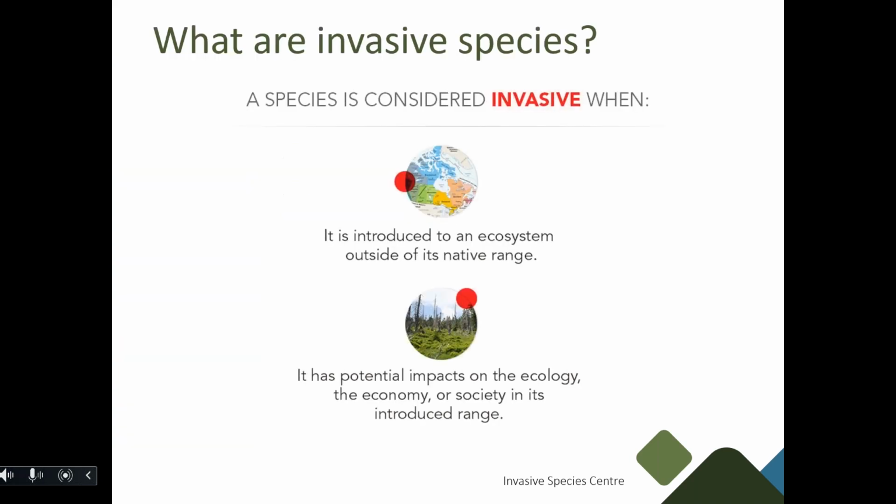So a species is considered invasive when it's introduced into an ecosystem outside of its native range, and it has potential impacts on the economy, the ecology, or the society in that introduced range. And so this second part is really important. A species coming from another place into a new ecosystem outside of its native range is not inherently invasive. It has to have this second step, or those potential impacts or harm on the ecology, the economy, or the society. And usually it has negative impacts on all three.